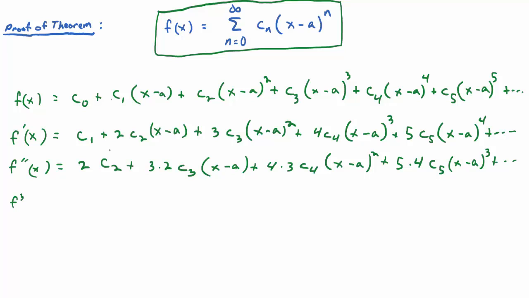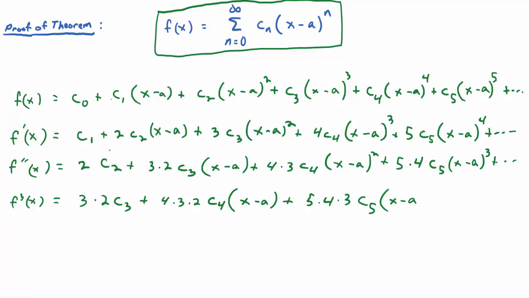The third derivative, okay, what's the first guy going to be? So this guy goes to 0, right? So just 3 times 2 times c3. We're developing a pattern in case you're wondering. And then take the derivative of this next term. What do you get? 4 times 3 times 2, c4 (x minus a). And then take the derivative of this guy. What do you get? 5 times 4 times 3, c5 (x minus a) squared. We'll just do one more. I'll bet you'll be able to see it after we do one more if you haven't seen it already.